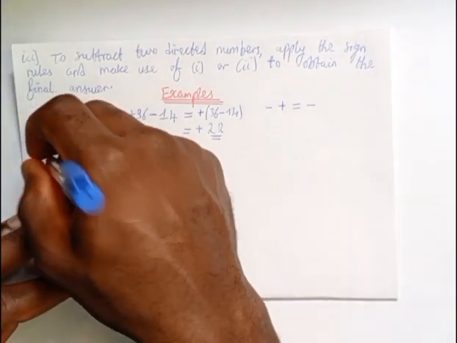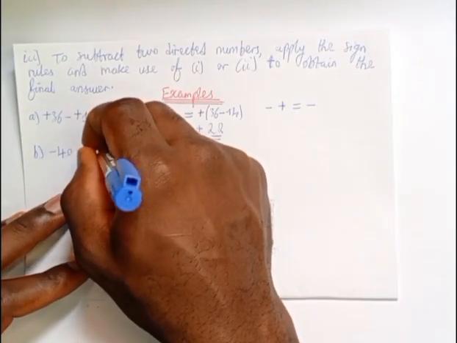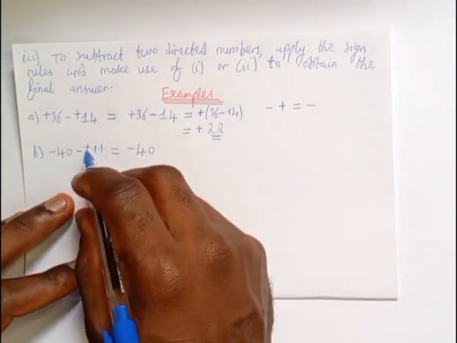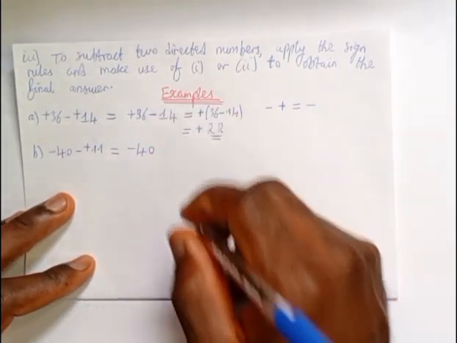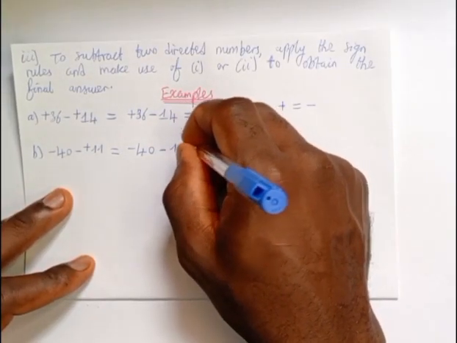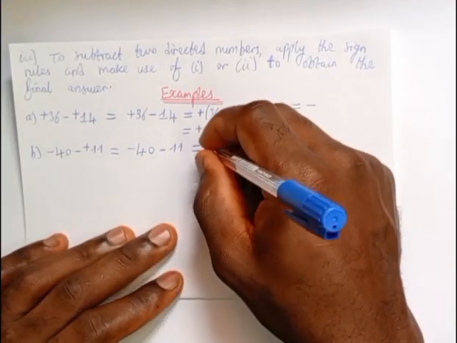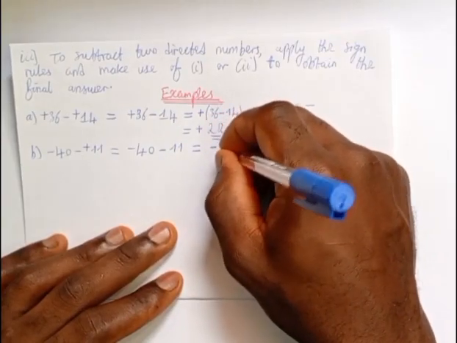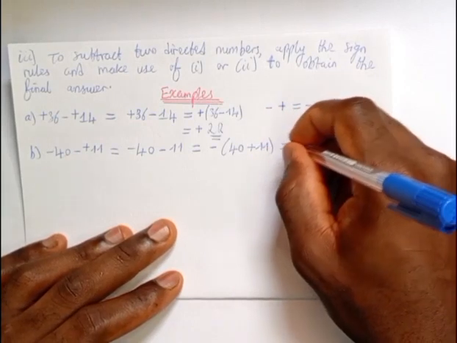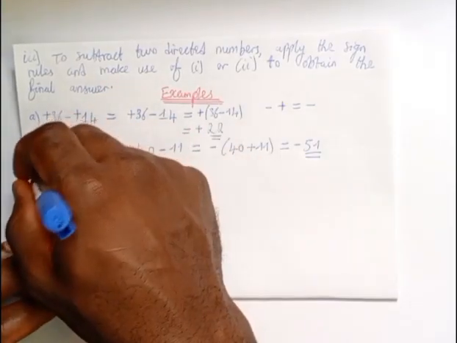We go to B. For B, we have negative 40 minus positive 11. This will simply be equal to negative 40. Negative positive, applying the sign rule, negative stays, minus 11. This will simply be equal to, the two numbers have a common sign, which is negative. We are going to factor out the common sign. Then we add the absolute values, 40 plus 11. And this will simply be equal to negative 51.